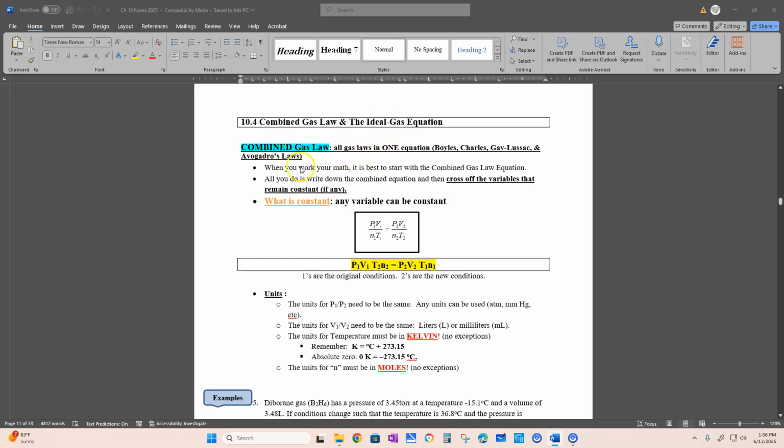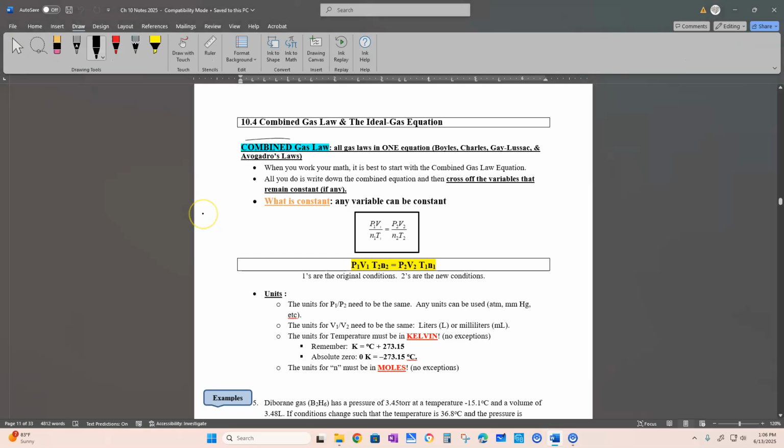All the gas laws that you've learned so far in video 10.3, Boyle's, Charles's, Gay-Lussac's, and Avogadro's, well, pretty much what the name says, we combine all of them together. So when you work your math, it's best to start with the combined gas law, and then all you have to do is write down the combined gas law and cross off any variables that remain constant. I'll show you what I mean when we get to our first example. What's constant? Well, anything can stay constant.